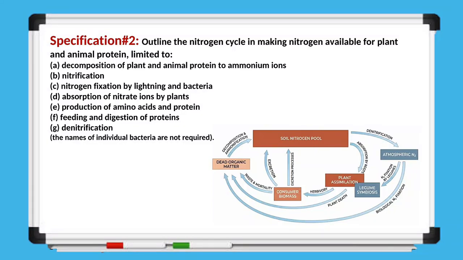Next, we move on to specification number 2, which asks us to outline the nitrogen cycle in making nitrogen available for plant and animal protein, limited to decomposition of plant and animal protein to ammonium ions, nitrification, nitrogen fixation by lightning and bacteria, absorption of nitrate ions by plants, production of amino acids and protein, feeding and digestion of proteins, and denitrification. So, let's understand the nitrogen cycle step by step.